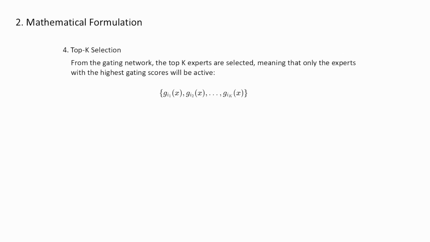4. Top K selection. From the gating network, the top K experts are selected, meaning that only the experts with the highest gating scores will be active as follows. G_i are the corresponding gating scores.